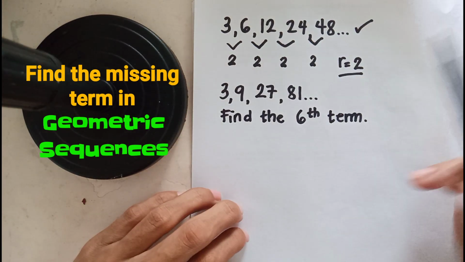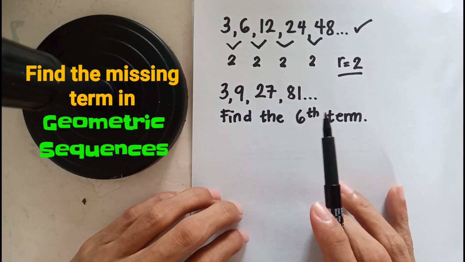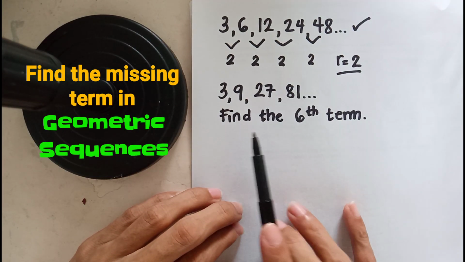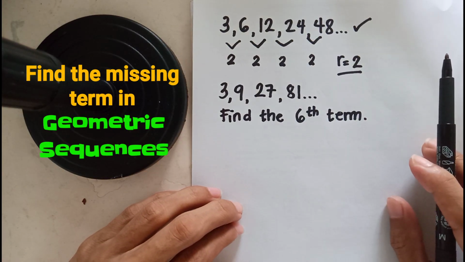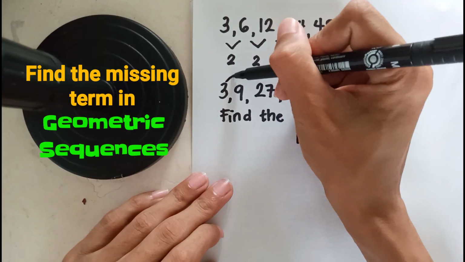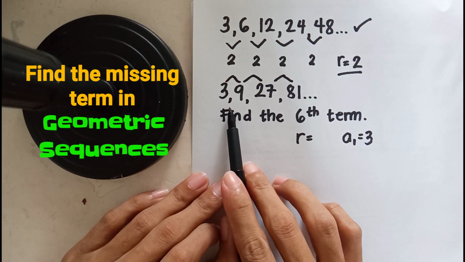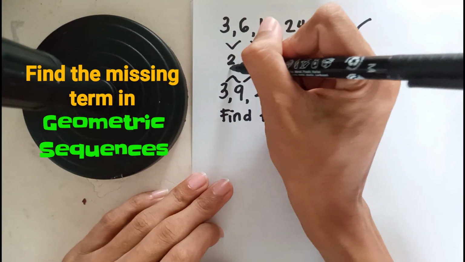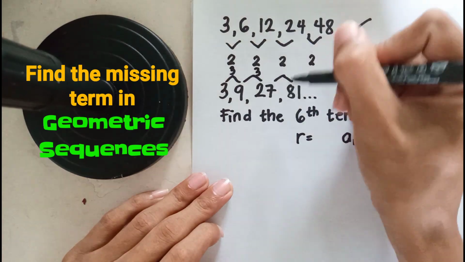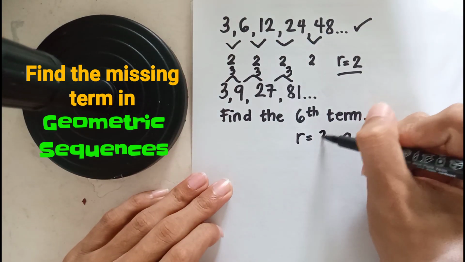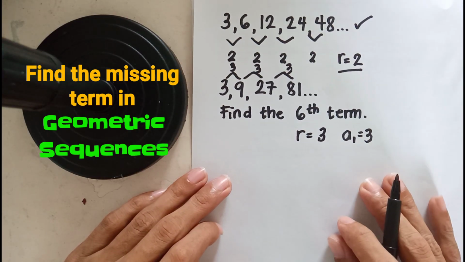We have here the sequence 3, 9, 27, and 81, and so on. Find the sixth term. So first, we have to identify if this sequence is geometric by dividing the second term to the first term, the third term to the second term, and the fourth term to the third term. Okay, let's do it. 9 divided by 3 is 3. 27 divided by 9 is 3. 81 divided by 27, also 3.